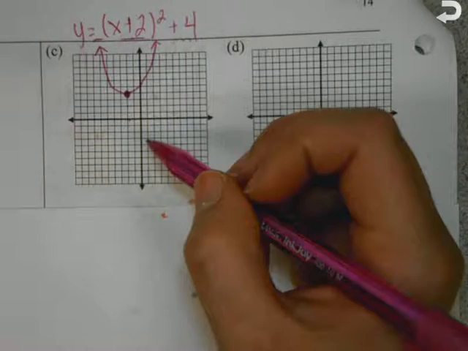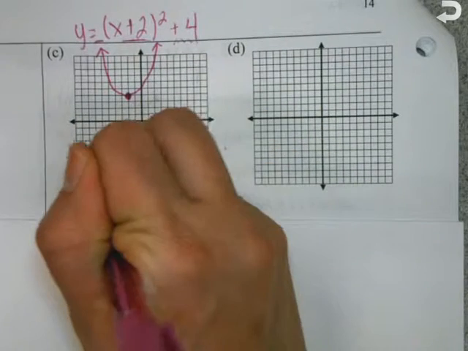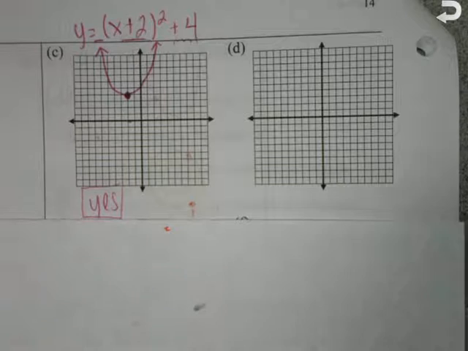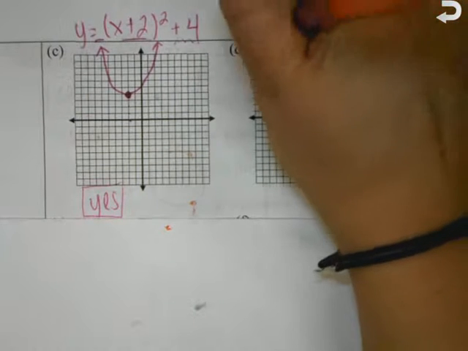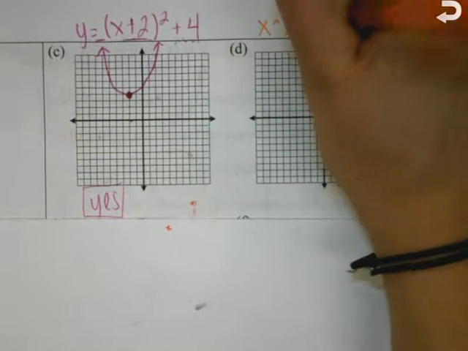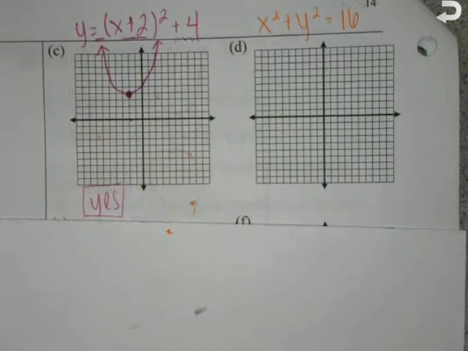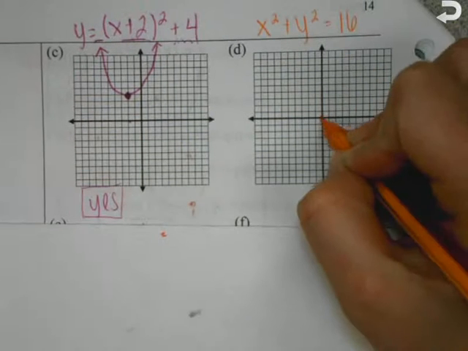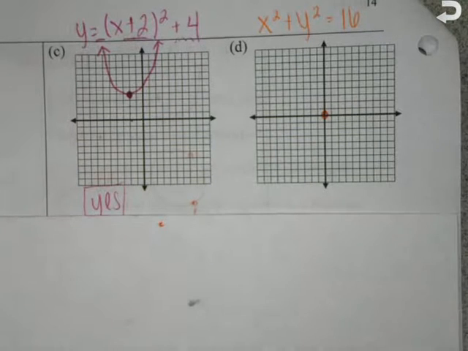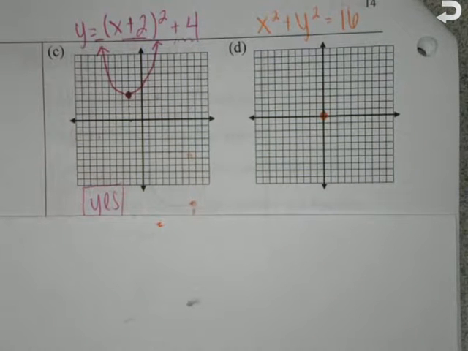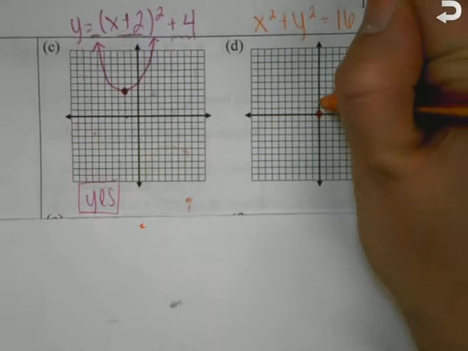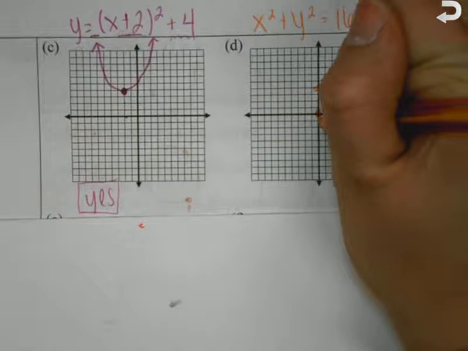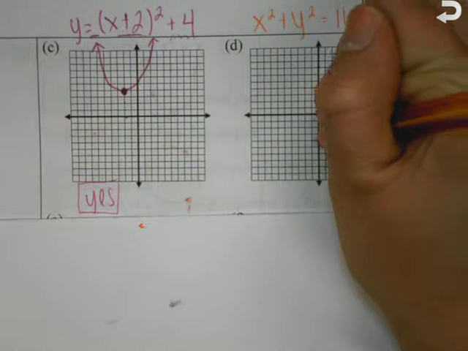Okay guys, last graph. We are going to graph x squared plus y squared equals 16. We did a brief one like this. Do you guys remember what shape it is? Circle. This is a circle with a center of 0, 0 and a radius of 4. So you're going to go up 1, 2, 3, 4. Down 1, 2, 3, 4. Right 1, 2, 3, 4. And left 1, 2, 3, 4.